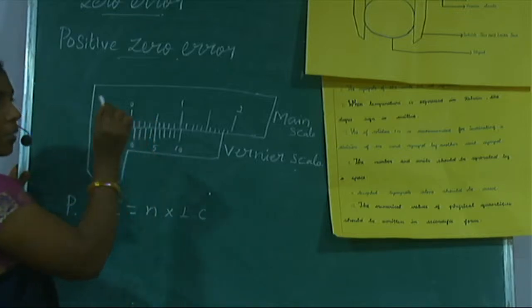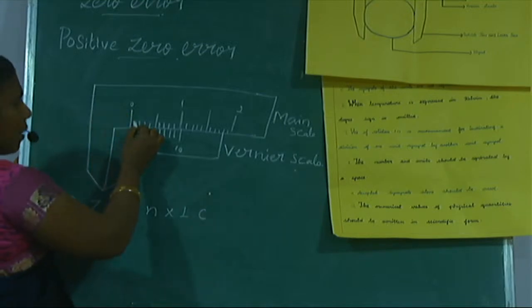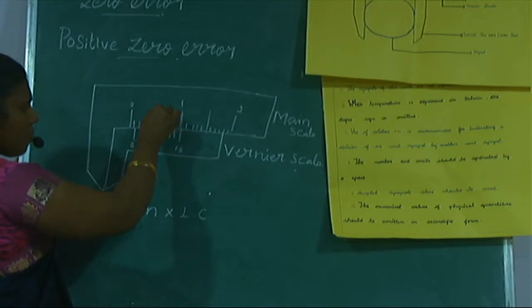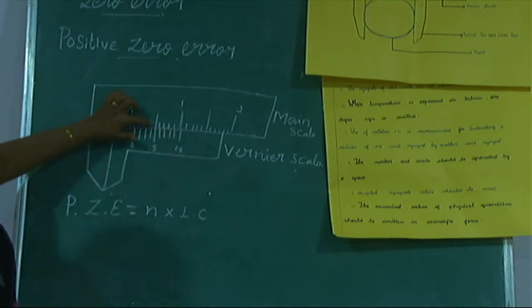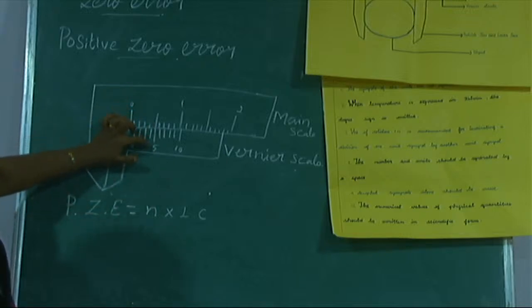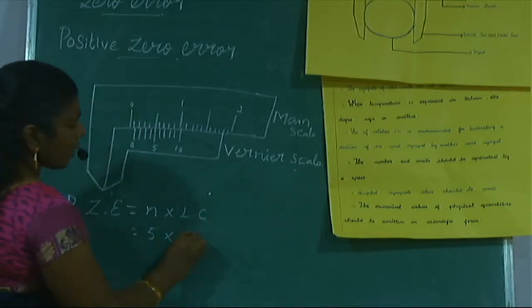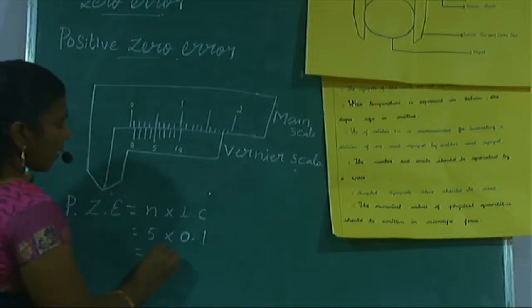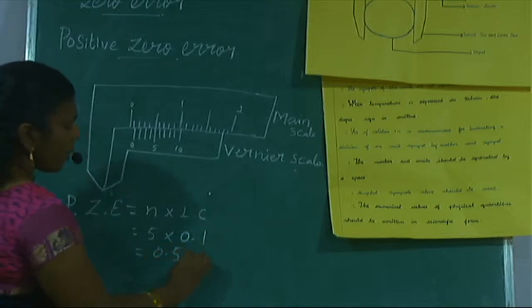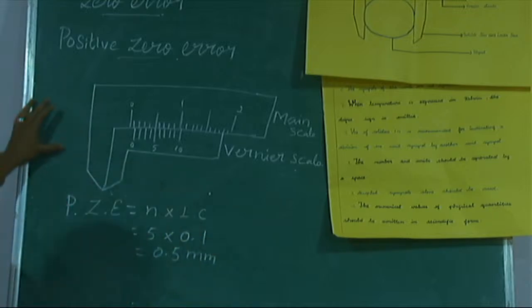What is the meaning of quantized? Listen, here 1, here also, not quantized. But see this fifth division, see, 2 also is in the same line. So only this is quantized, so we can take this fifth division. Instead of N, we have to write 5. So 5 into the least count in millimeter, which we can write as 0.1. Multiplying, we write 0.5 millimeter. Like that we find the positive zero error.